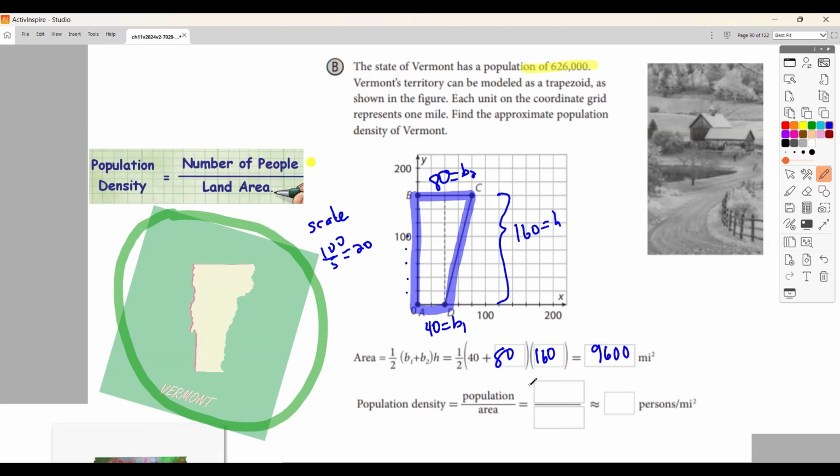So now that you have the population of 626,000 people divided by 9,600, be careful you don't lose any zeros there. The population density of the state of Vermont is approximately 65.2 people per square mile. Okay, so write that down. If you need to pause me, and then we can continue.